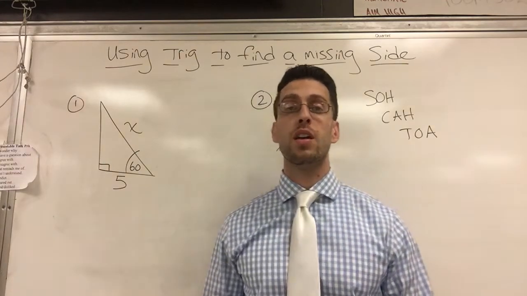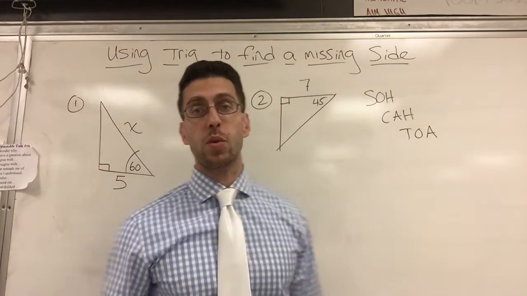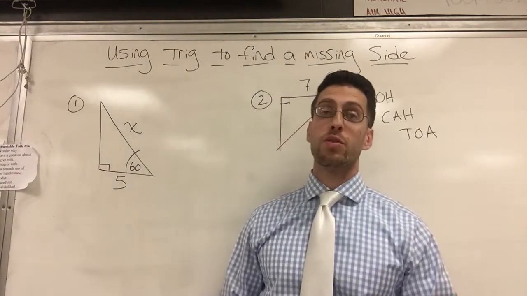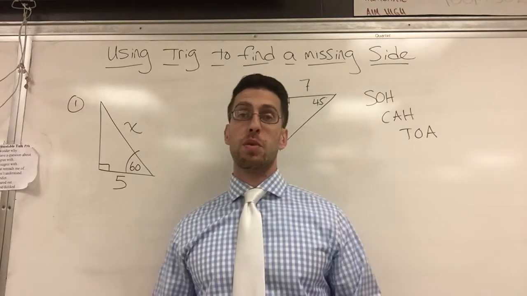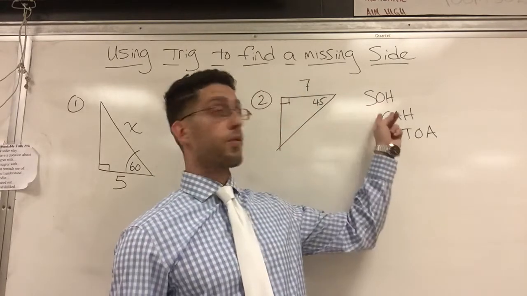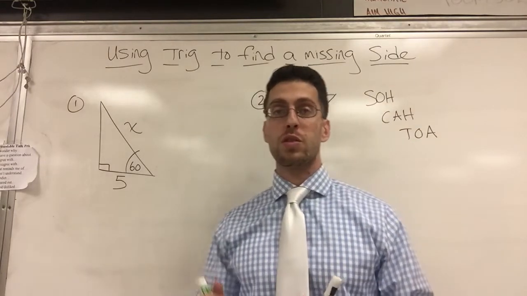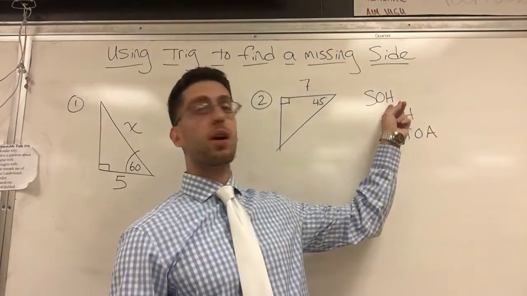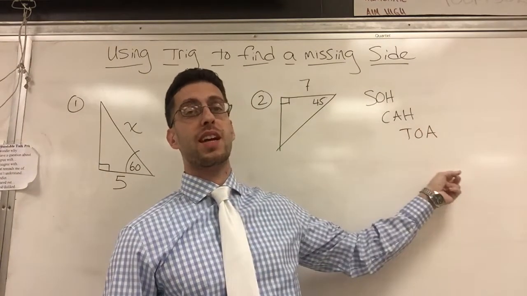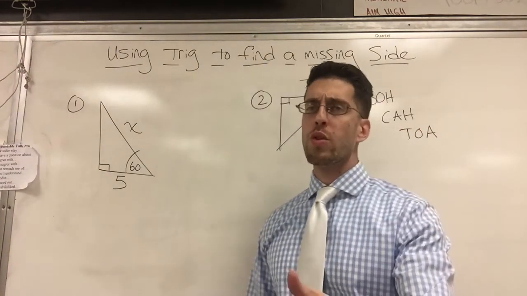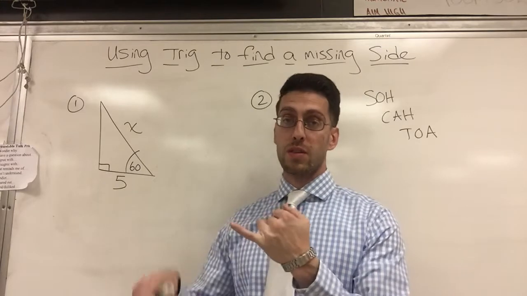In order to do that, first you got to know what SOHCAHTOA stands for. If you don't, go back to my first video on trigonometry and it explains it. It's really three different formulas explaining which three ratios. Sine equals opposite over hypotenuse, cosine equals adjacent over hypotenuse, tangent equals opposite over adjacent. But you knew that already. So that's one skill you need for this video.